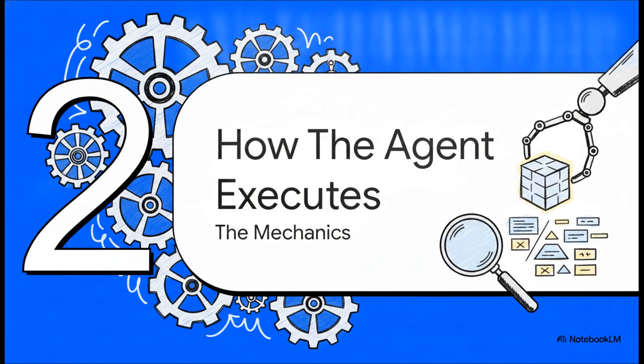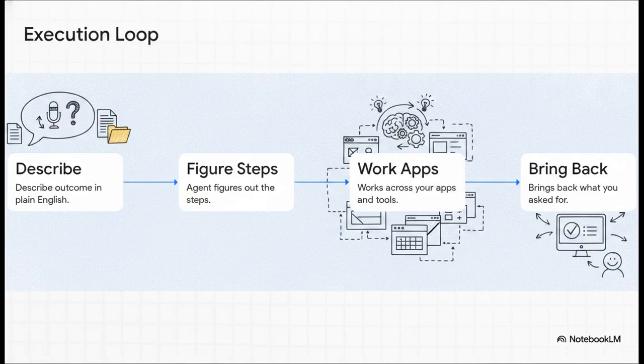Moving on to Section 2, How the Agent Executes. So how does it actually do this? Well, the execution process follows a remarkably simple 4-step loop. First, you just give it a plain English prompt, something like, organize my downloads folder, or extract the data from these PDFs. Step 2, the agent takes over completely.